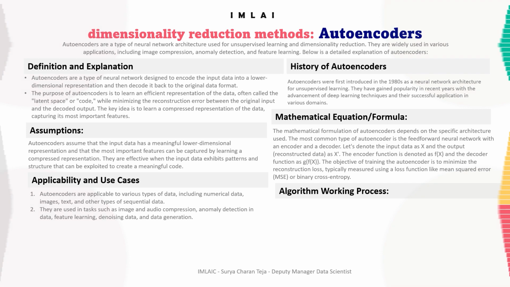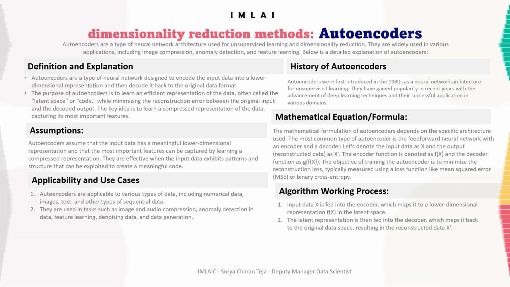So now let's look into the algorithm working process. The working process of an autoencoder involves fundamentally three steps. The first one: input data X is fed into the encoder, which maps it to a lower dimensional representation f of x in the latent space. Two: the latent representation is then fed into the decoder, which maps it back to the original data space, resulting in the reconstructed data x dash. Three: the reconstruction error is computed by comparing x and x dash, and the model tries to minimize this error through backpropagation and optimization algorithms like stochastic gradient descent (SGD) or ADAM.